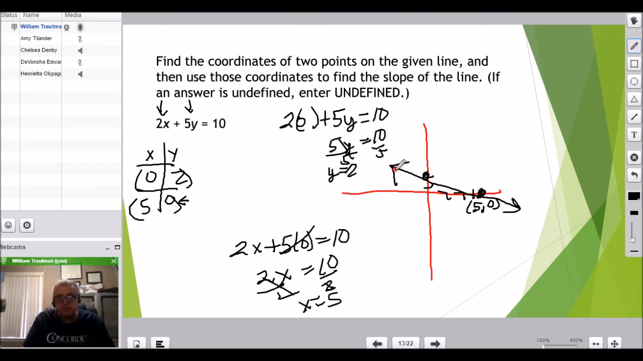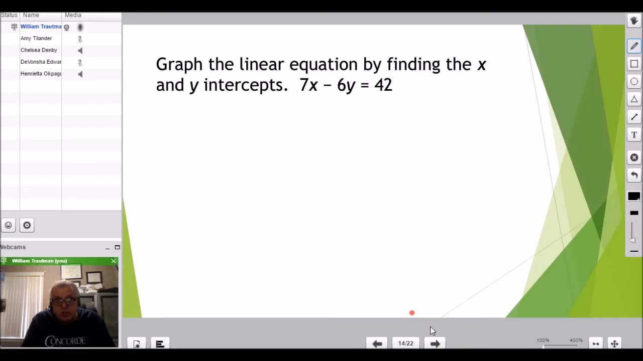Alrighty. Next question. Graph the linear equation by finding the x and y intercepts. So that's exactly what we just did in the last 2 graphing problems. I hope that we might just have 3 of these same problems on the quiz, something similar.